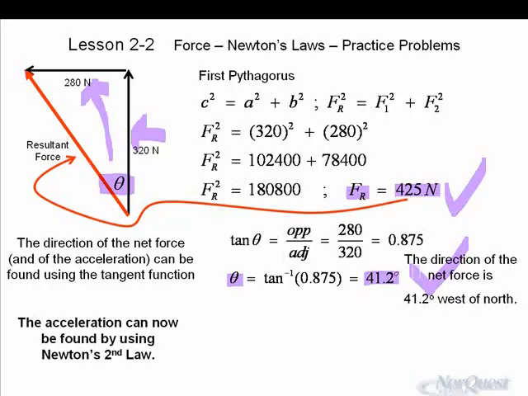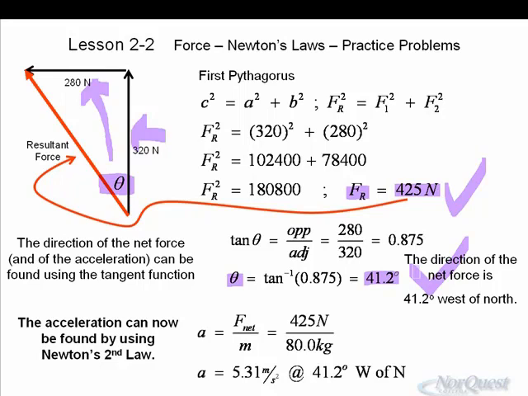Now we can find the acceleration. The acceleration is found using Newton's second law. Newton's second law says that a is equal to F net over m. The net force, as we determined using Pythagoras, was 425, divided by the tackling dummy, which was 80 kilograms, and we get an acceleration of 5.31 meters per second squared.